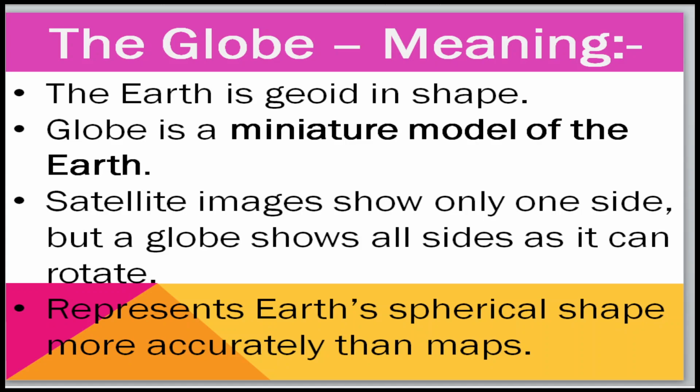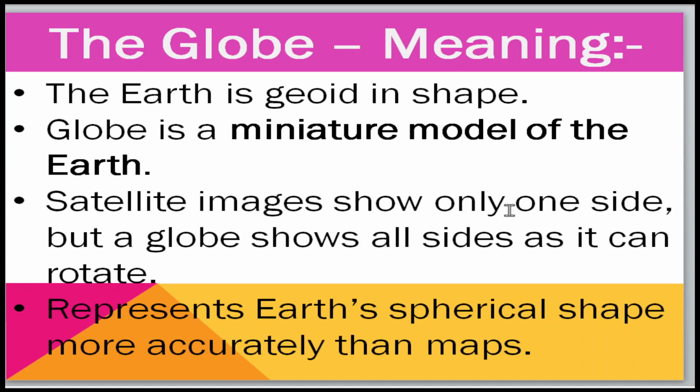the meaning of the globe. The earth is geoid in shape. A globe is a miniature model of the earth. Miniature means what? Smaller in size. It is a small model of the earth.